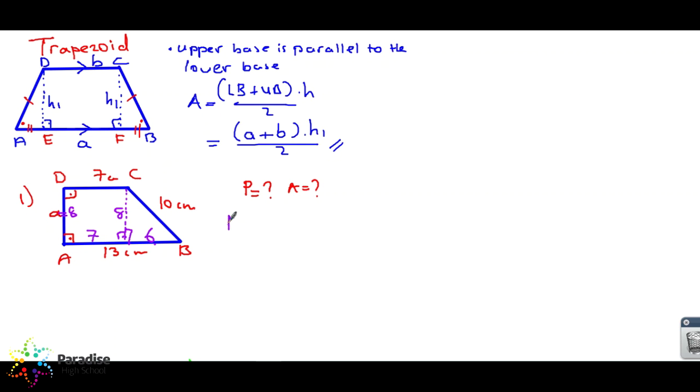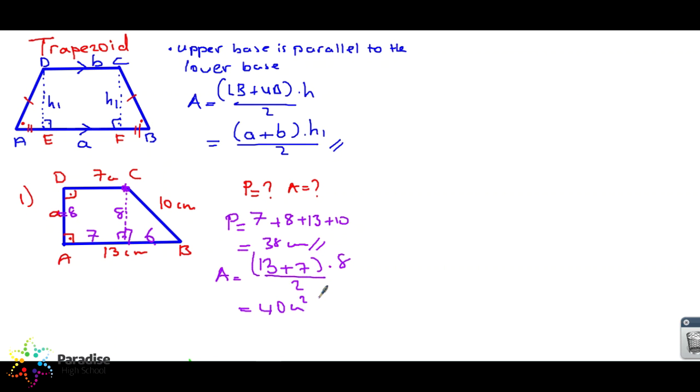So let's find the perimeter first. The perimeter is equal to the sum of the outer sides: 7 plus 8 plus 13 plus 10. If you start from this point, 7, 8, 13, 10. Altogether it will be 15, 28, 38 centimeters. So what is the area? What is the length of the lower base? 13. What is the upper base? 7. Times the height, 8, divided by 2, so that makes 40 cm squared.